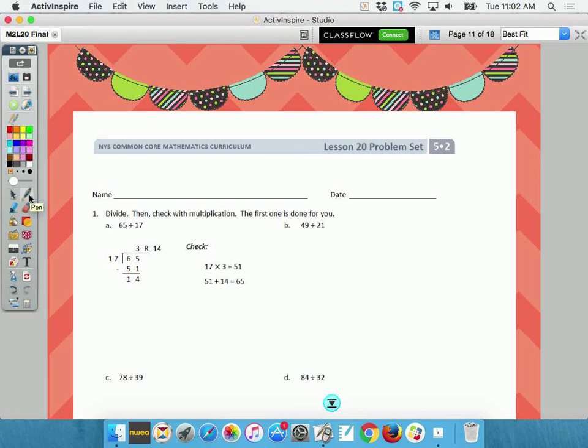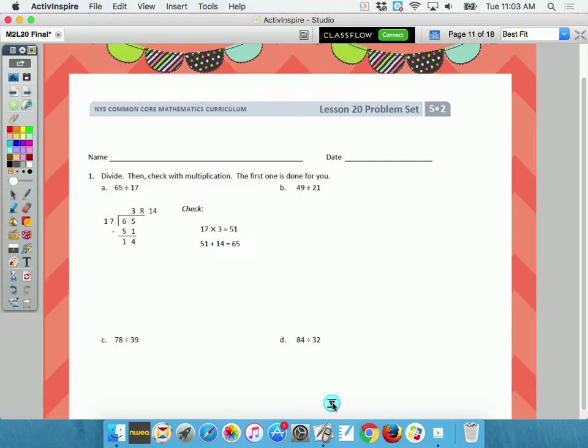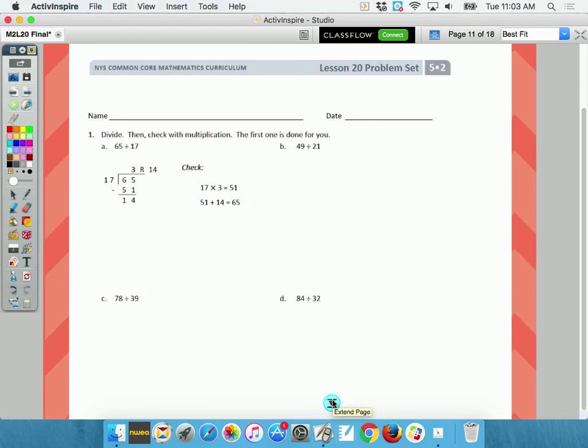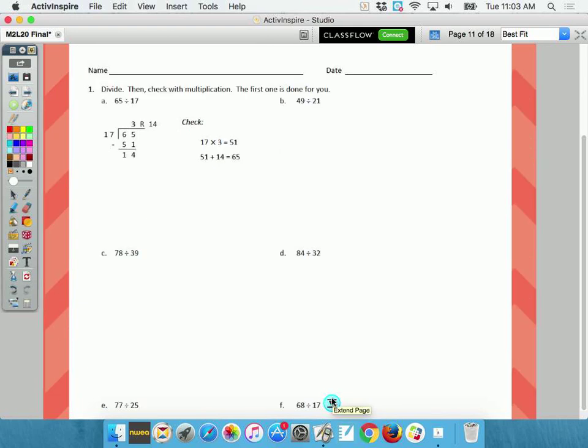Lesson 20 problem set. We're going to practice a couple different strategies. Look at B. Now, first of all, you know we don't really check going horizontal, do we? So don't do it like that. Let's take a look at B.